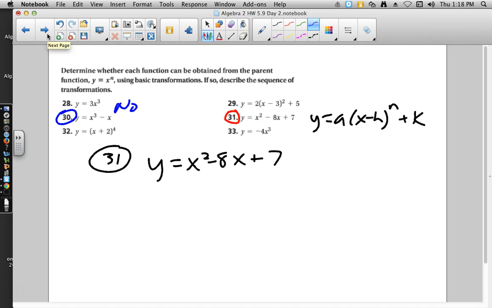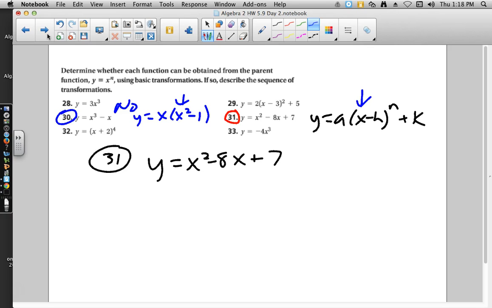So for number 30, if we try factoring this and we pull an x out, notice we have an x squared in the parentheses. You can't have that power inside the parentheses for our form. Sure, it'll graph as a cubic, that's not the issue. The issue is, can we talk about it with our a, h, and k transformations? And the answer is no. So number 30 is a no.